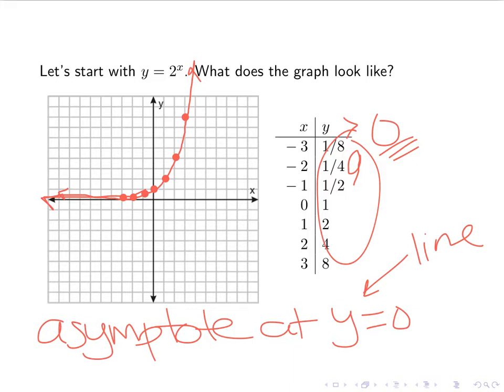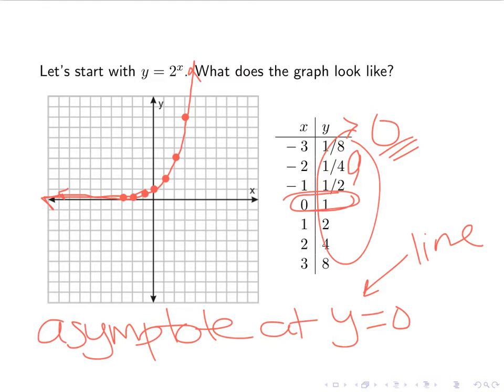My y values don't change signs. If it is always positive, unless, of course, I multiply this whole thing by a negative, but I'll get into that in a minute. So just b to the x, always positive, always goes through 0, 1, because anything to the 0 is 1, and it has an asymptote at y equals 0.